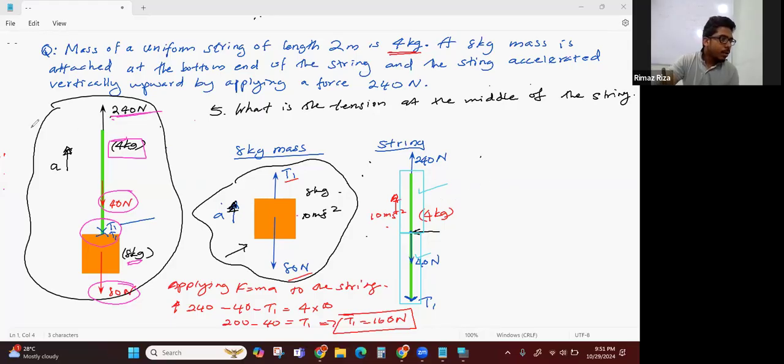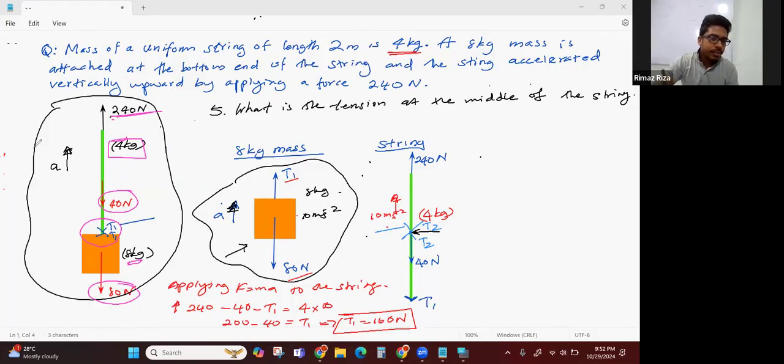So here, I mark the tension at the middle of the string as T2. So I mark this tension as T2. Okay. So here, this one I have marked is the tension acting on the top half of the string by the bottom half of the string. And this one I have marked, this is the tension acting on the bottom half of the string by the top half of the string. Okay.